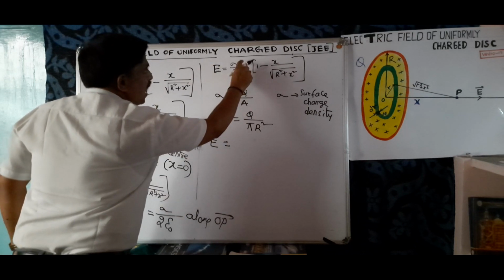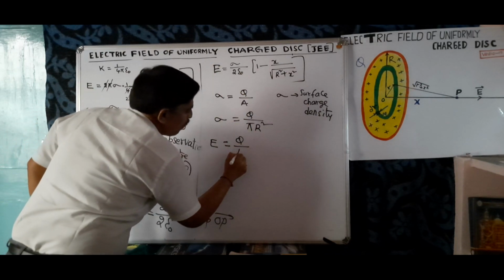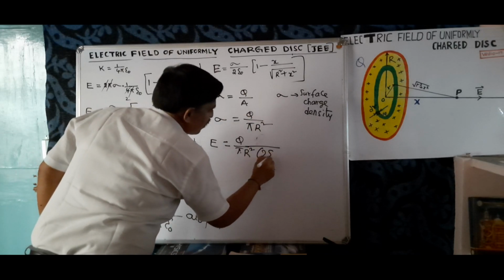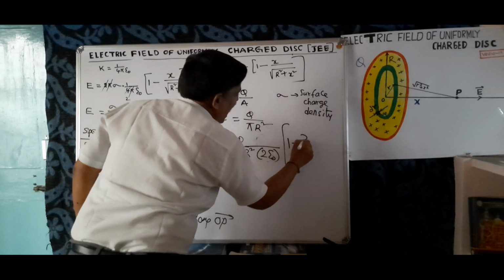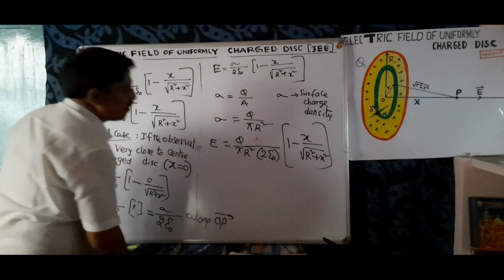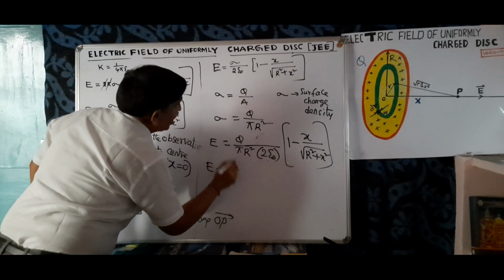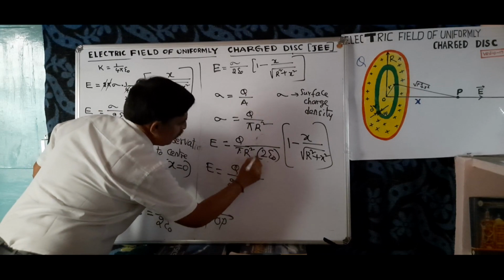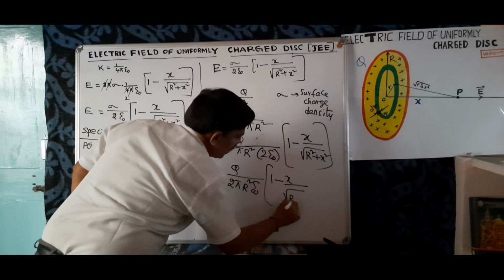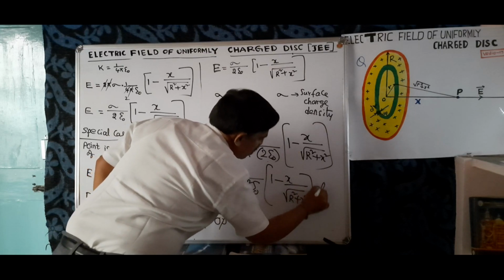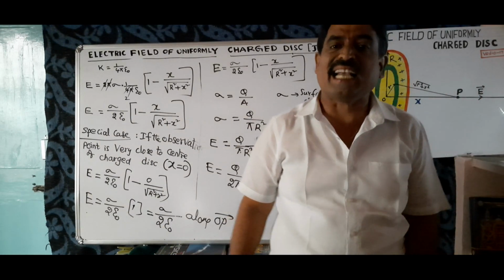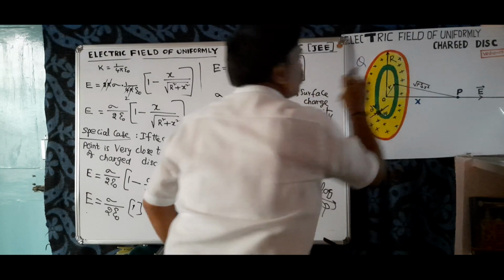E is equal to, sigma means Q by pi r square, by 2 epsilon naught, into 1 minus x by under root of r square plus x square. Here, E is equal to Q by 2 pi r square epsilon naught into 1 minus x by under root of r square plus x square, along OP. The direction of electric field is along the axis of the circular disk. This axis is perpendicular to the plane of the disk. Thank you.